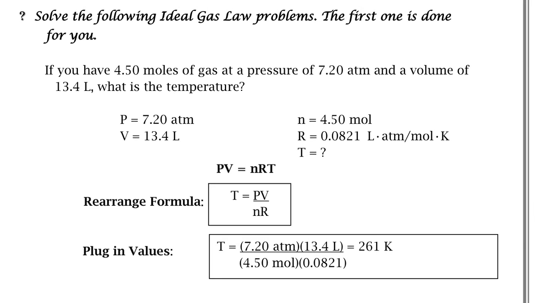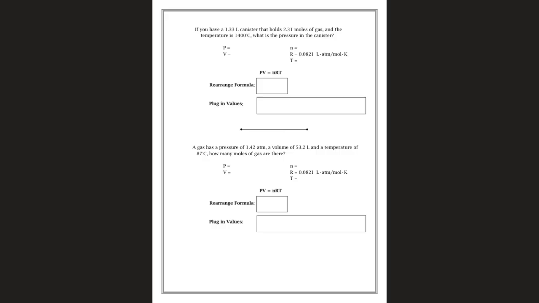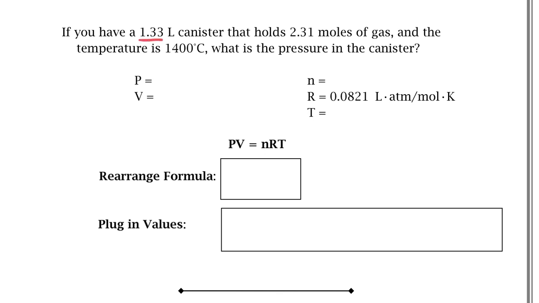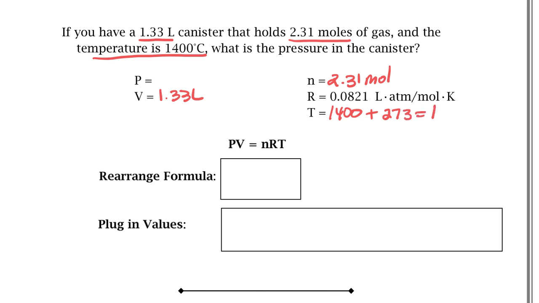Here's an example of a problem, and I'm going to do the next problem. So again, these are really easy to pull out the variables. Right there's my volume because it has liters. Right here must be my N because it's moles. Temperature is 1,400. I'm going to go ahead and convert that to Kelvin. And then pressure is my unknown.